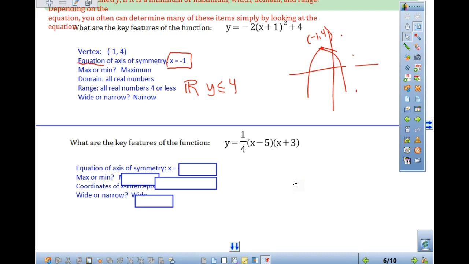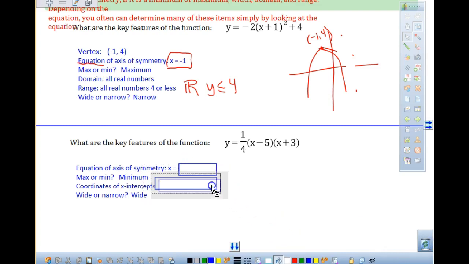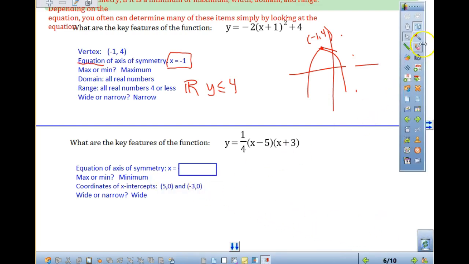Now, this doesn't give us as much information in factored form, but it does tell us, will we have a minimum or maximum? If I look at the 1/4, it's positive, so it's going to have a minimum. Can I tell if it's going to be wide or narrow? It's going to be wide because of the 1/4. Can I tell the x-intercepts? They are going to be 5 and -3. Depending on how you want to write those, you can write them as ordered pairs, or as x equals 5 and -3.